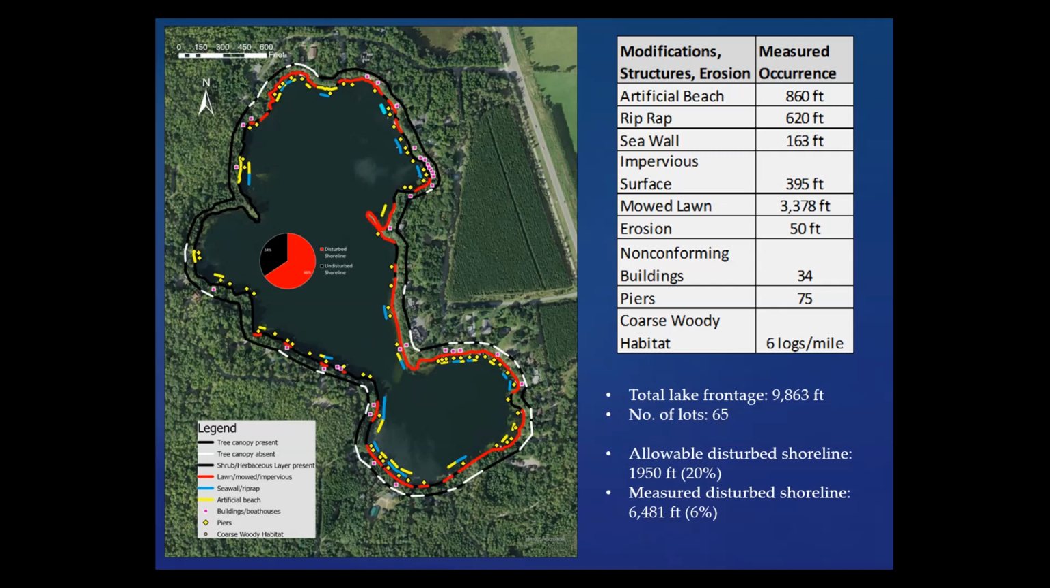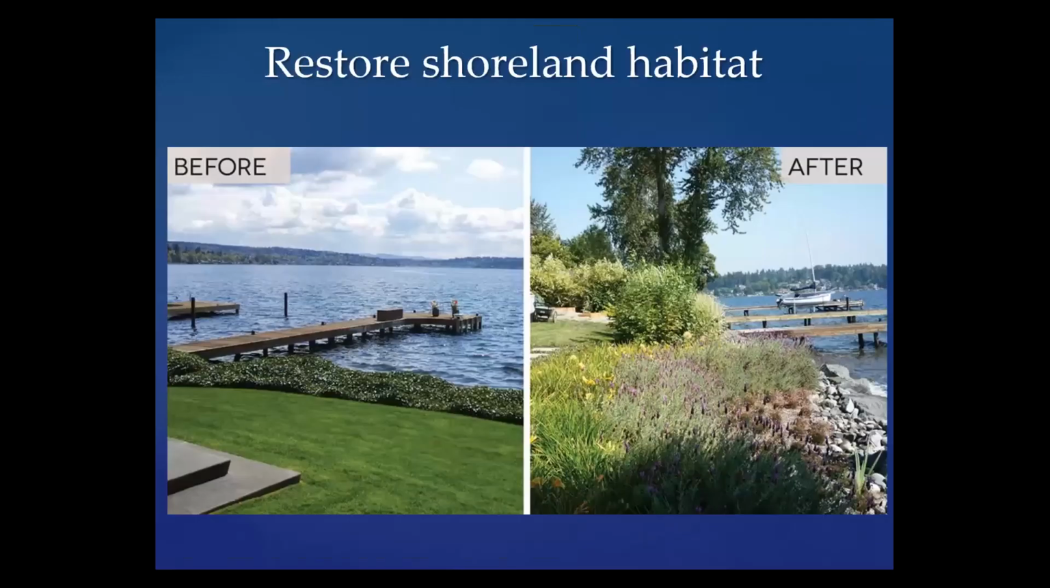Overall, it looks like about 66% of the shoreline was considered disturbed, in that first 35 feet was not undisturbed or unmowed. So it just documents what we've got, and we can see how we make improvements over time.